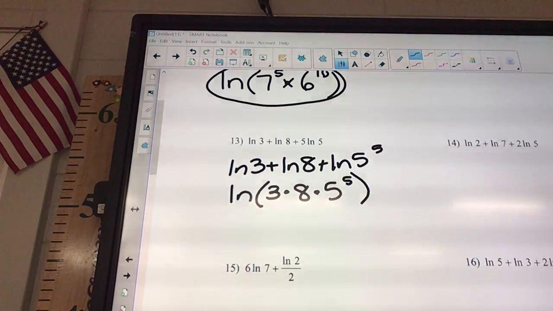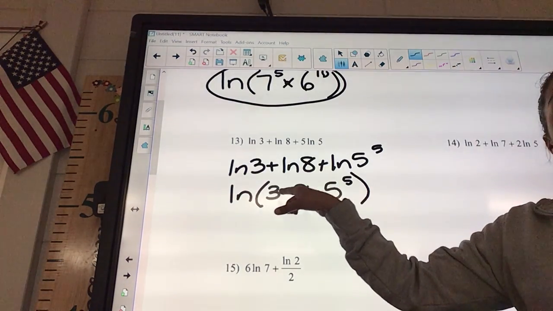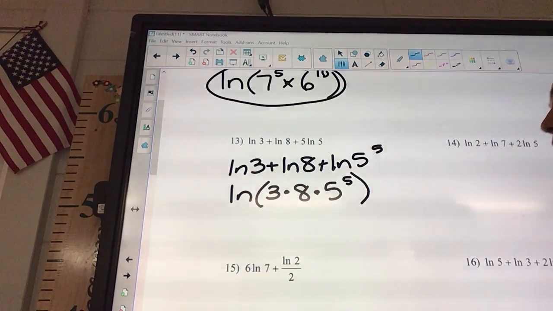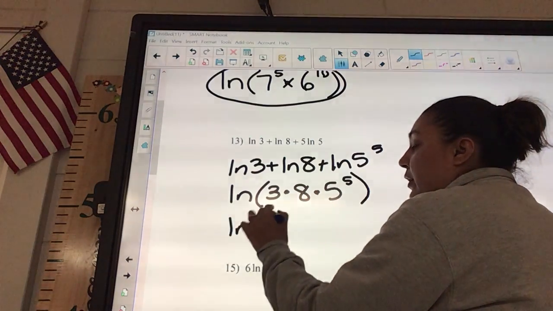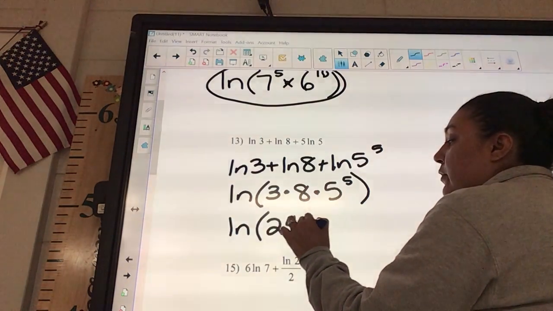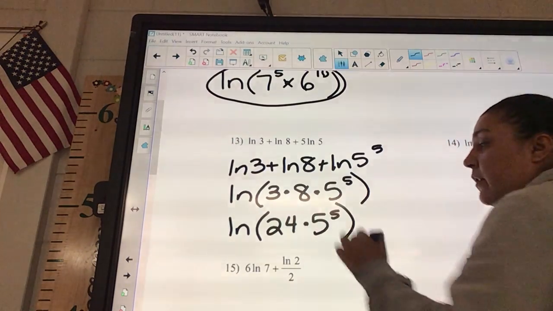Okay, now see how these two don't have a power? That means you can combine them. What is 8 times 3? 24. So you can say 24 times 5 to the 5th.